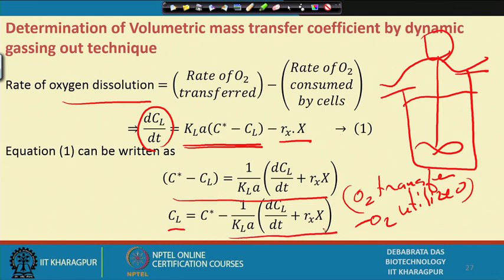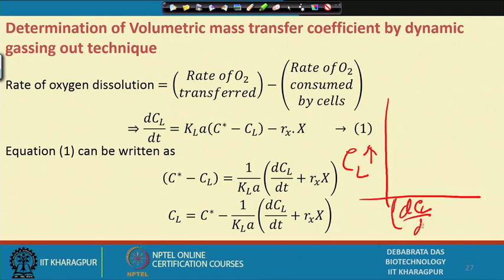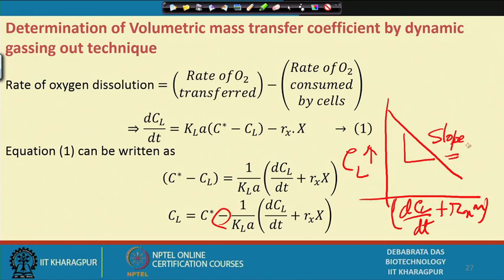Cl equals, we can write, like this. Now, here I want to point out that if you plot Cl versus (1/KLa)(dCl/dt plus Rx times x), what kind of plot will you get? A negative slope. This is negative, am I right? This is a negative slope, and what will the slope be? The slope will be equal to 1 by KLa.